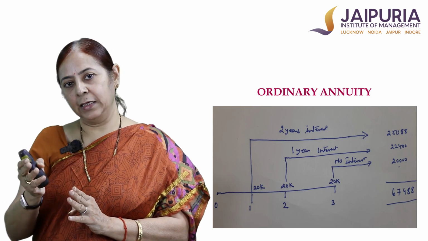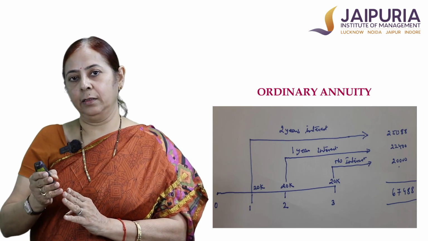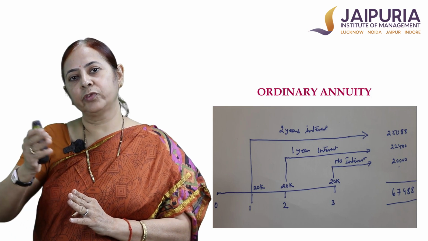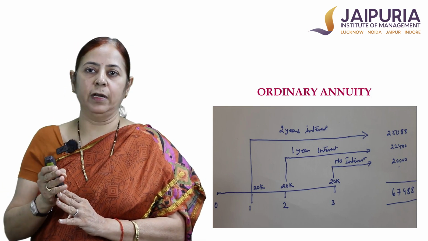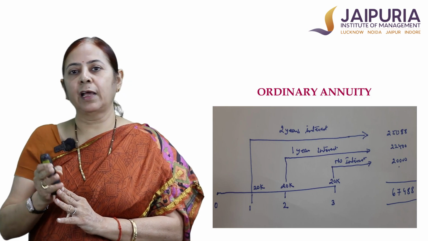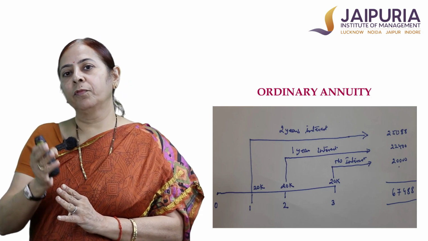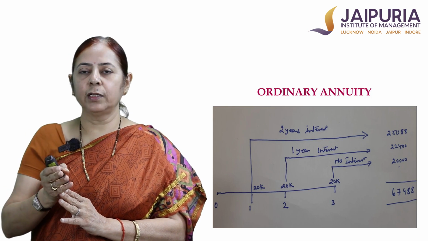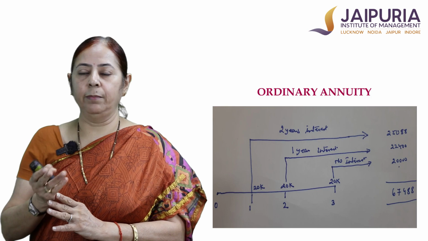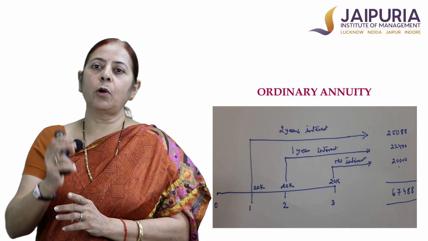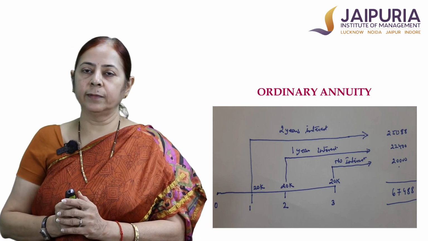Then comes the next year, which is the end of the second year. When I am depositing at the end of the second year, the amount is actually earning interest only for 1 year. So for 1 year we are again giving the interest. So the amount is 20,000, 1 plus i is 12%, raised to the power 1 because of 1 year interest. So the amount becomes 22,400.